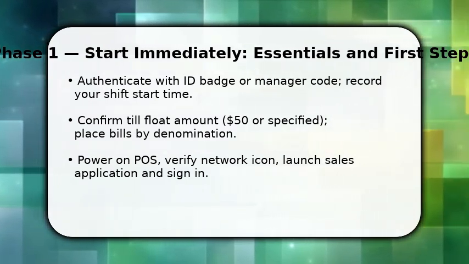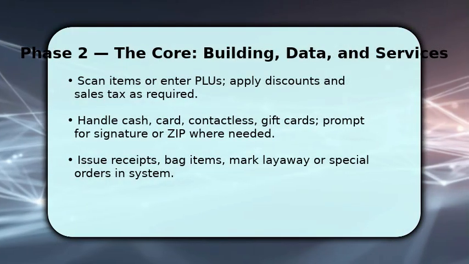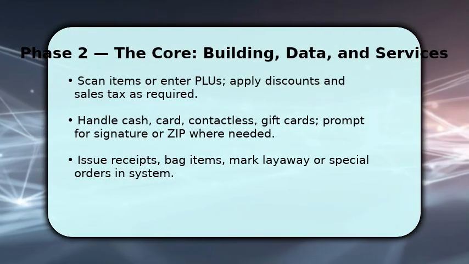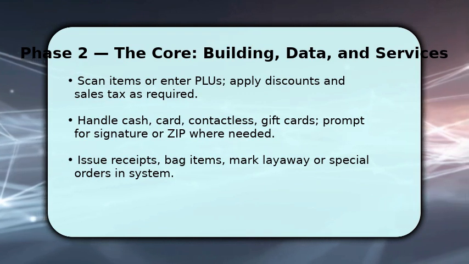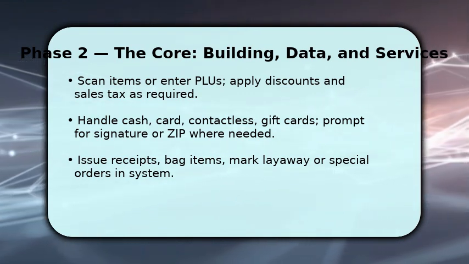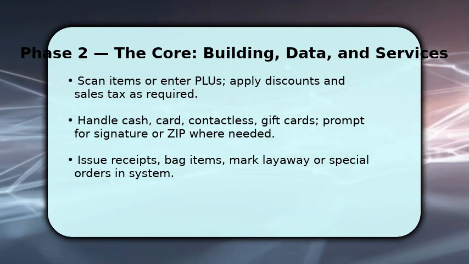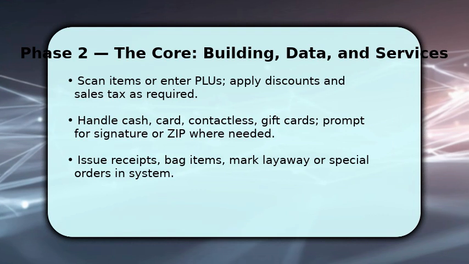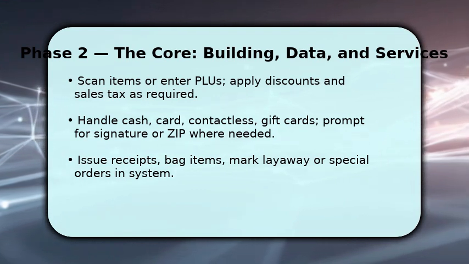You scan each item or enter the PLU manually when scanning fails, and apply discounts and sales tax as required so totals are accurate. For payments, select cash, card, contactless, or gift card. Follow prompts for chip insert or contactless tap and request signature or ZIP when the terminal asks.